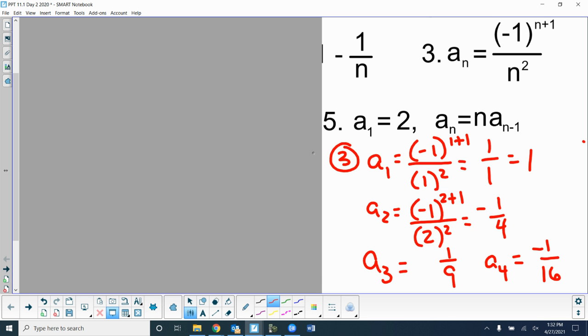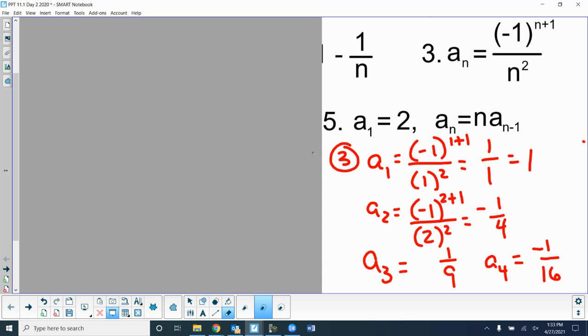But sometimes you can see the pattern developing pretty quick. Does that one make sense? So when it's written this way, a sub n equals, and there's no a sub n minus 1s like number 5, whatever term we're looking for, we put in place of n, right? And just figure it out. If I was looking for the 10th term, I'd put a 10 in for the n in the exponent and the n in the denominator. Okay? All right, looking at number 5.